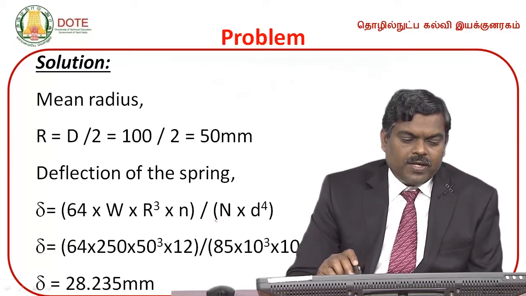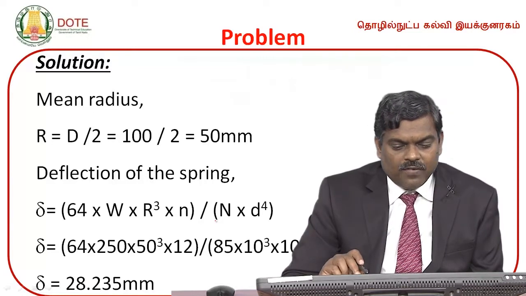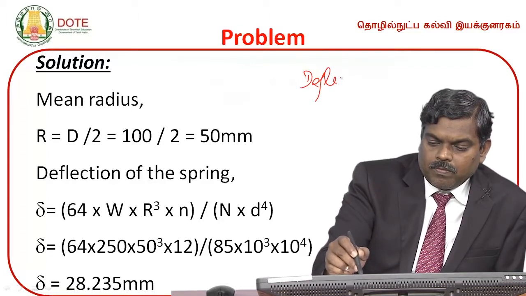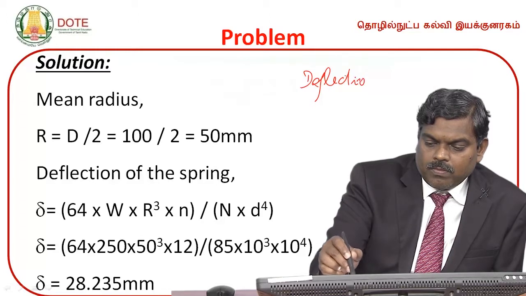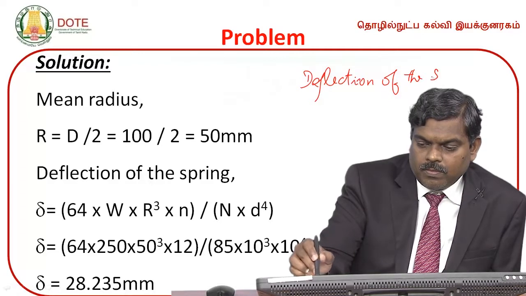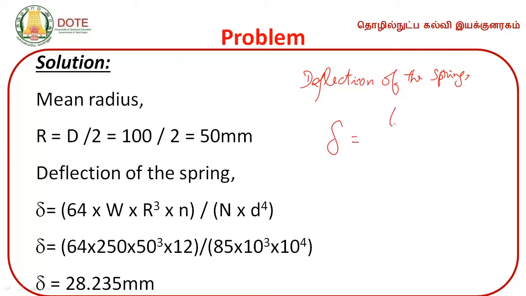First we are going to use the deflection formula to find the value of deflection. So deflection of the spring, denoted by delta, is given by the formula 64 W R cube n divided by N into d to the power 4. So this is the formula used to calculate the value for deflection.